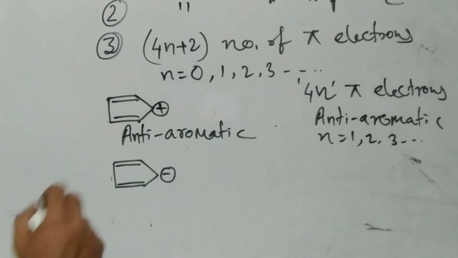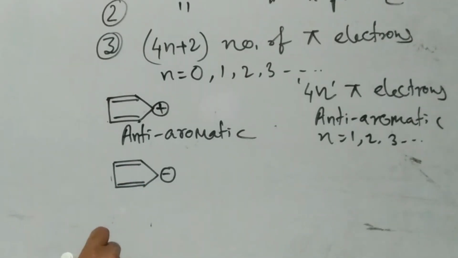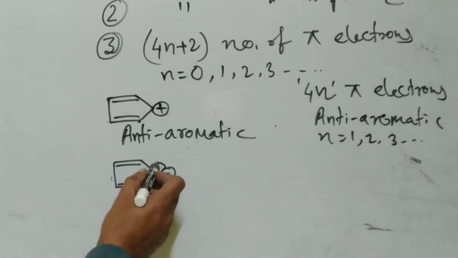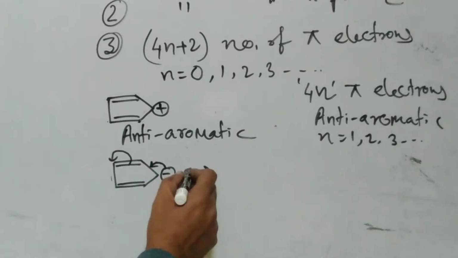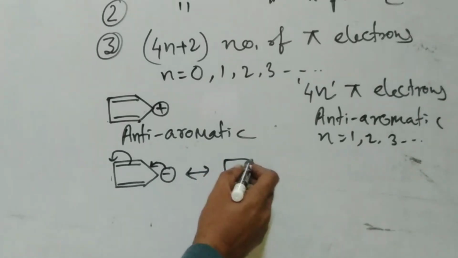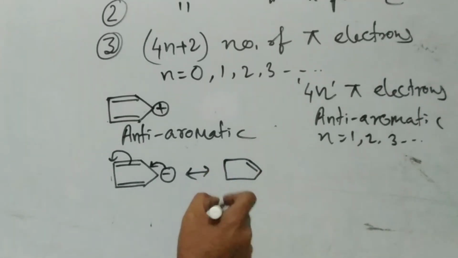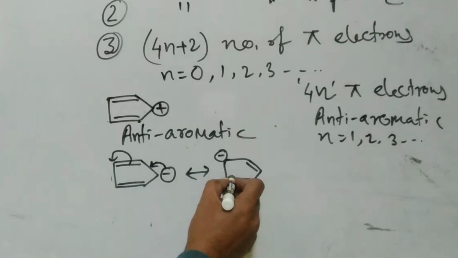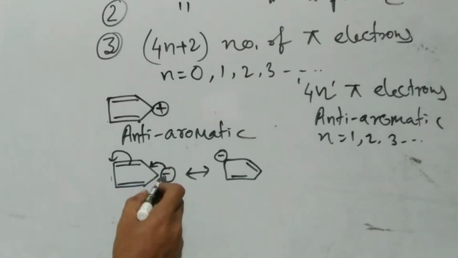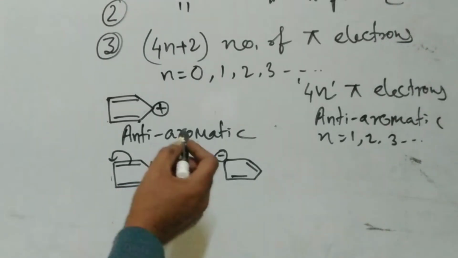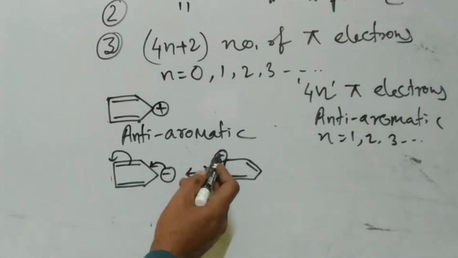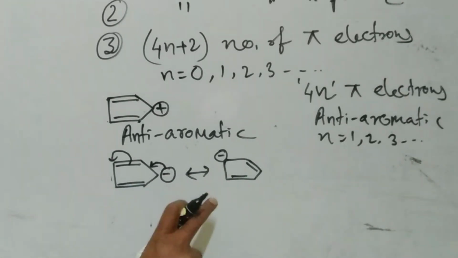But the next condition is whether it has 4n plus 2 or 4n pi electrons. This negative charge can get delocalized, since it is in conjugation with this pi bond. If it makes a double bond here, the pi bond shifts to this carbon. So a resonating or canonical structure may also be formed, where the double bond is placed here and the negative charge is here. The negative charge can get into resonance, therefore we should count this negative charge as a pair of pi electrons.